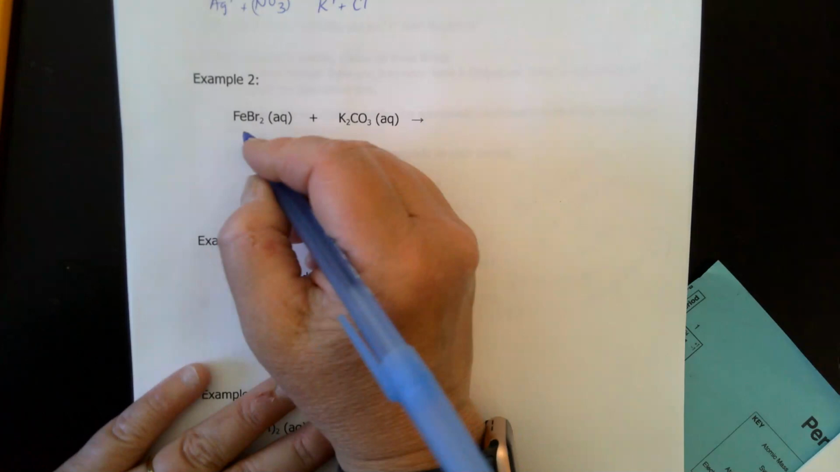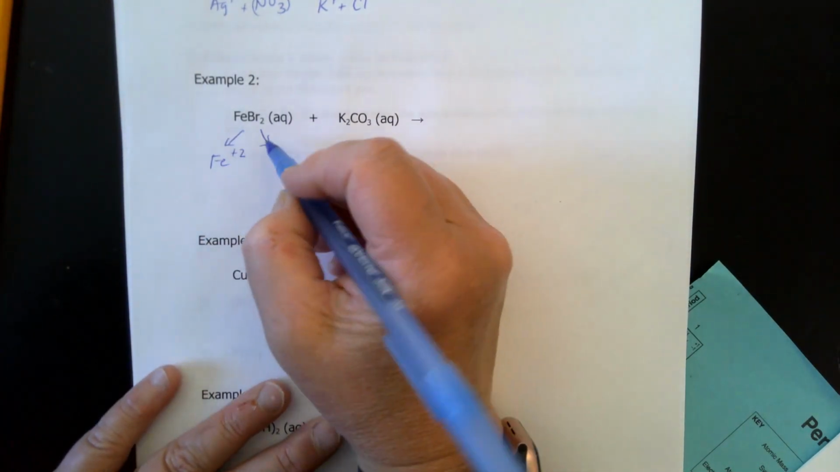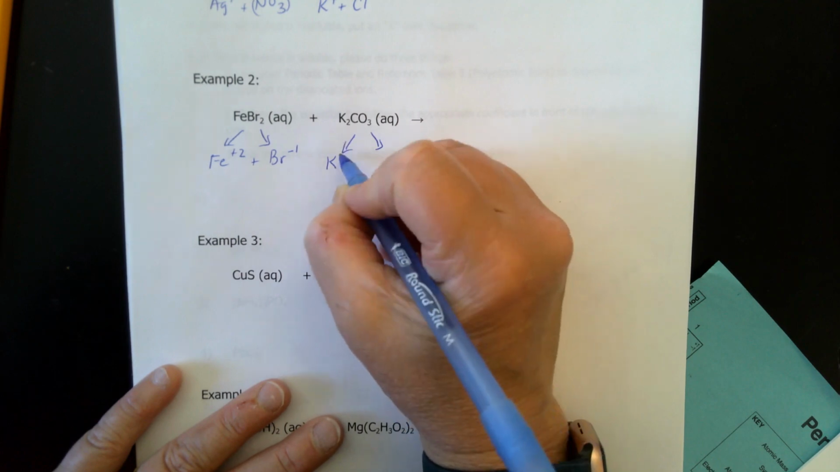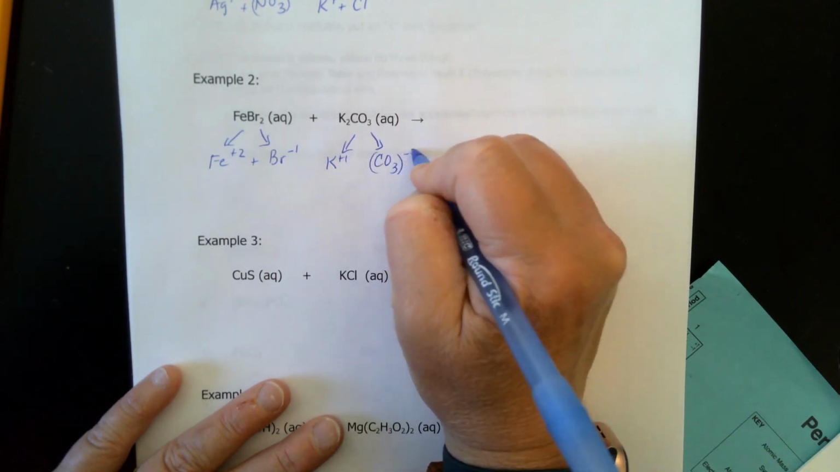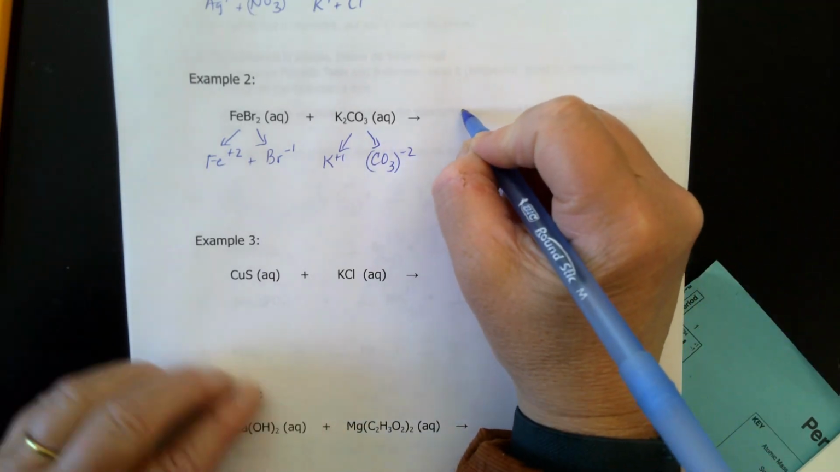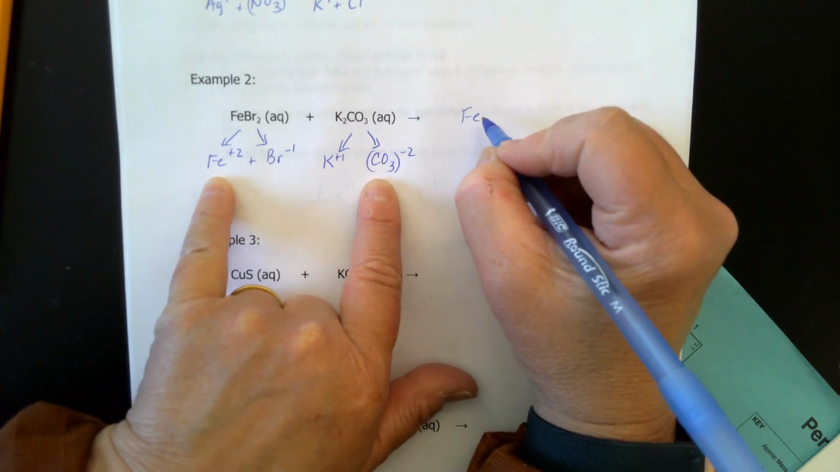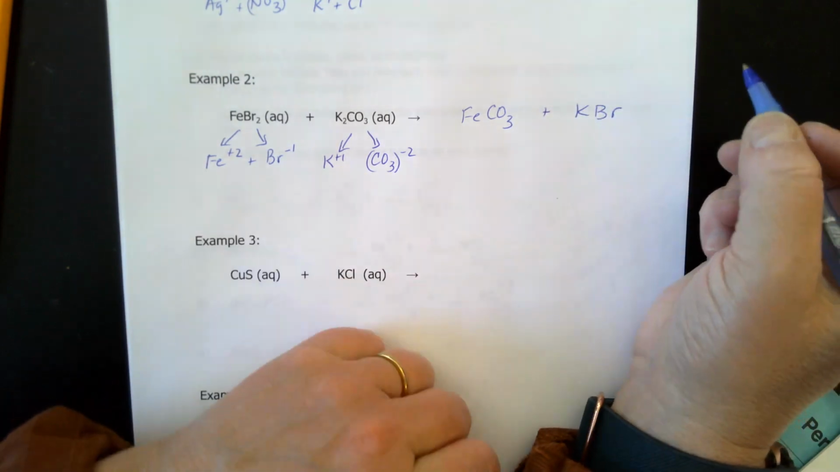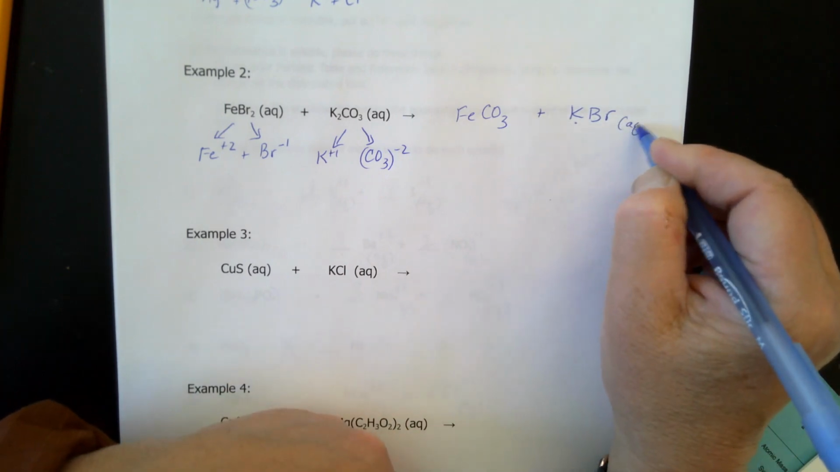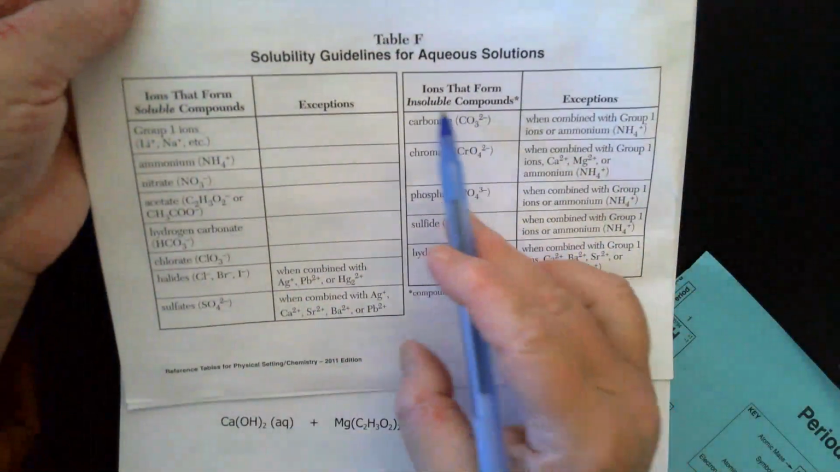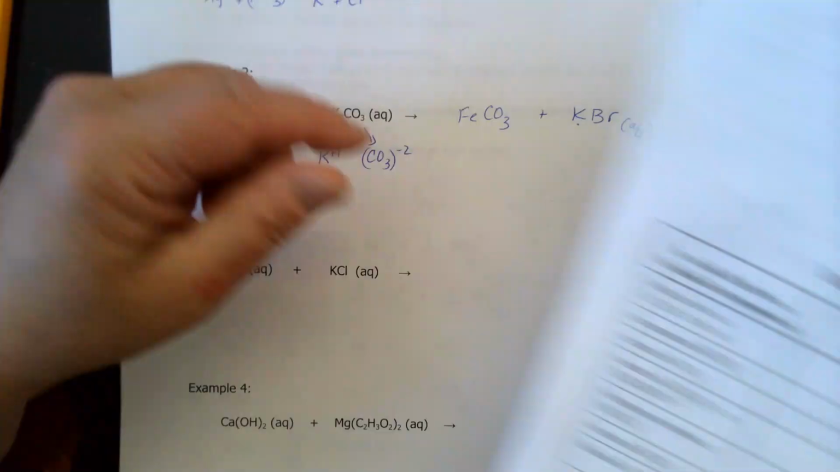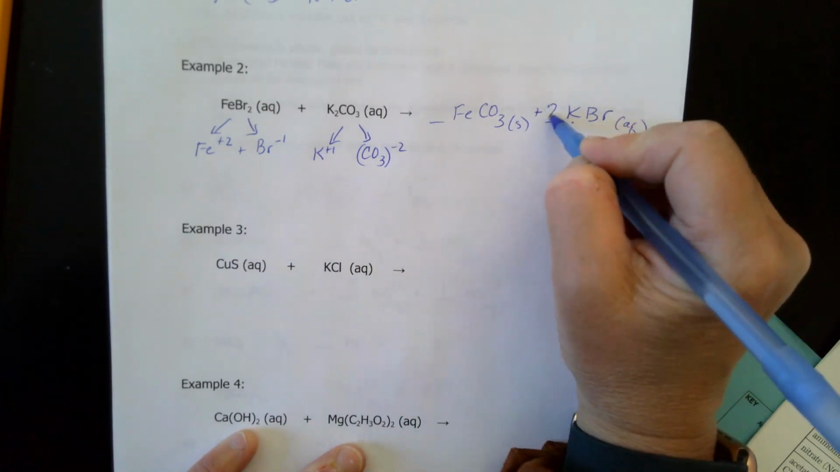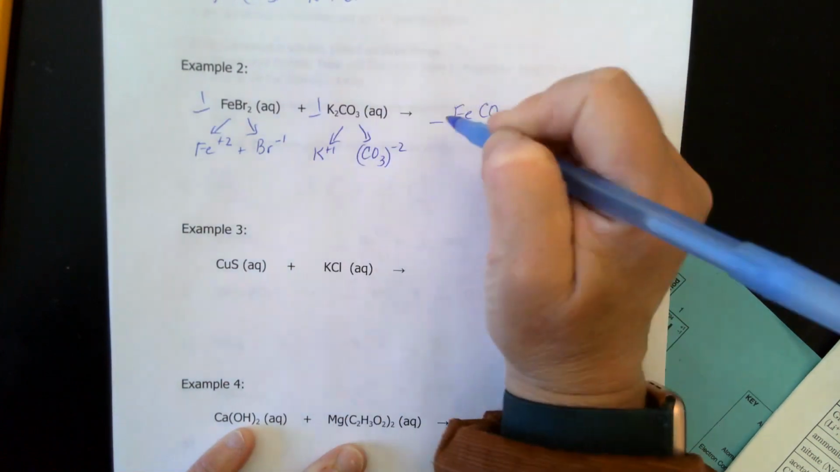Example number 2. FeBr2 is going to separate into iron plus 2 and bromide ions, Br minus 1s. K2CO3 is going to separate into potassium ions and carbonate ions. The new combinations are going to be the Fe plus 2, CO3 minus 2, so just FeCO3 plus KBr. Potassium, a group 1 ion, will always be soluble. Carbonate, double checking, insoluble except with a group 1 ion or ammonium, which this is not the case. So this indeed is going to be our precipitate. If I balance the equations, it looks like I'm going to need a 2 in front of the KBr, and everything else is balanced.